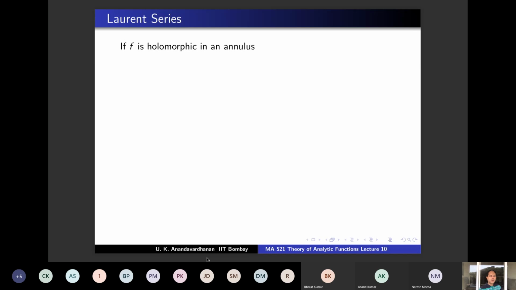What is given to us is an annulus. You know what an annulus is. We will take an annulus centered around 0, though everything goes through for any point a. So you take two concentric circles centered at 0 and the open region in between. This is all z such that R1 is strictly less than |z|, which is strictly less than R2.